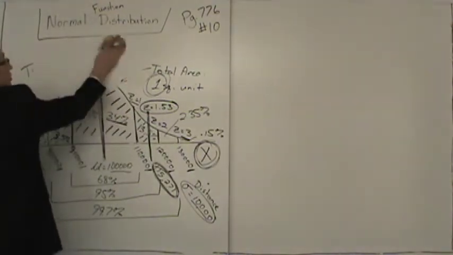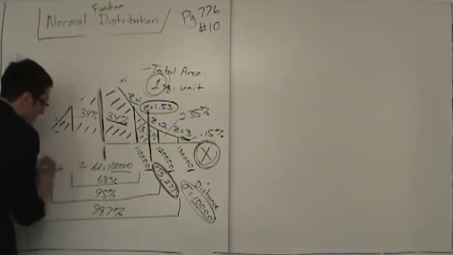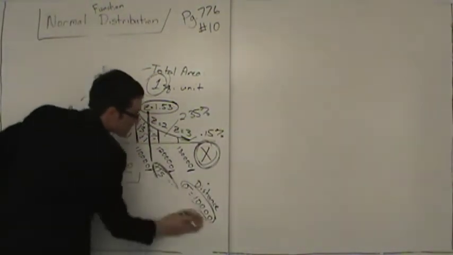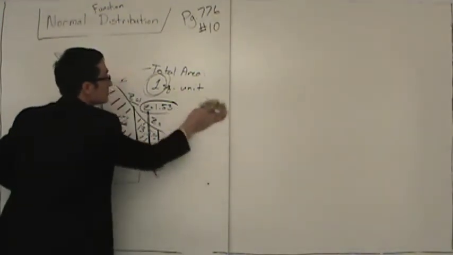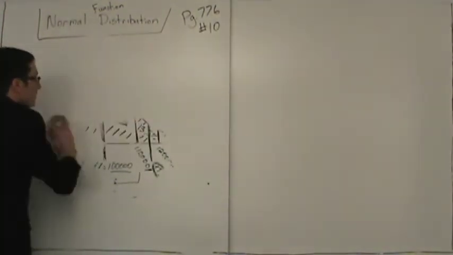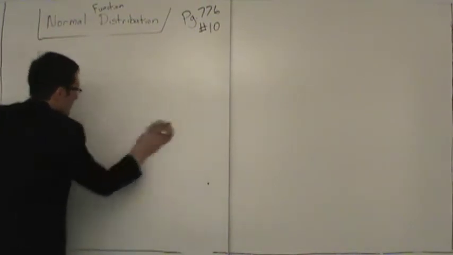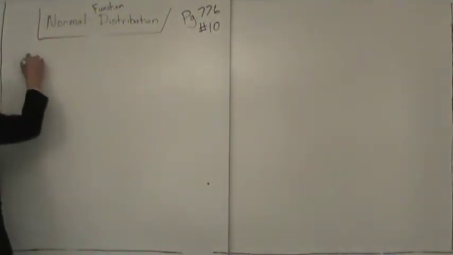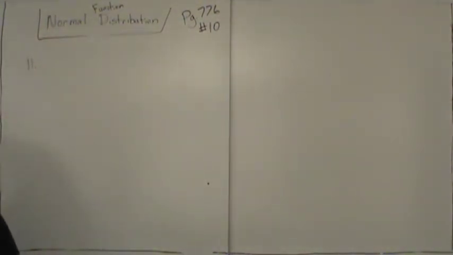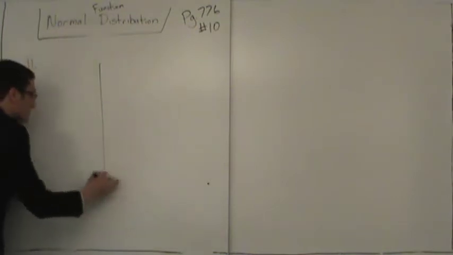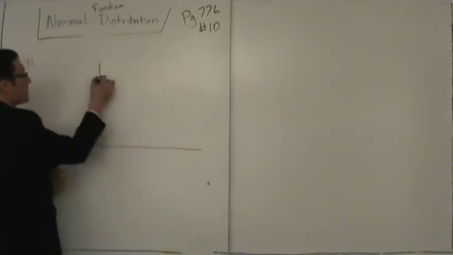All right, so let's look at question number 11. Set this curve up again. Just going to quickly draw this out. Question number 11 says, on page 776, the cholesterol level for adult males of a specific racial group is normally distributed. When we hear the words normally distributed, what do we draw? We draw that bell curve.